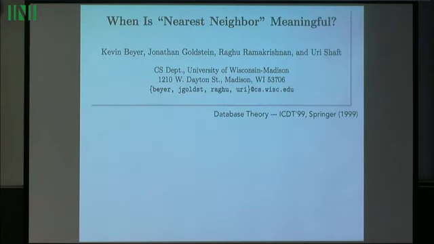Here's another paper that I found recently from the theoretical database community, which was something I never expected to read: When is nearest neighbor meaningful?